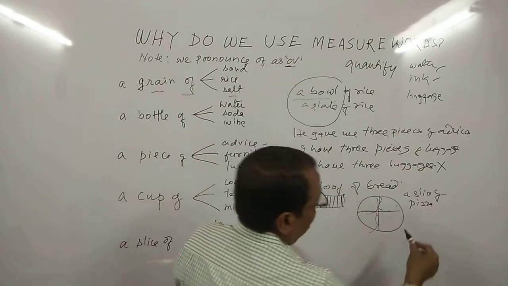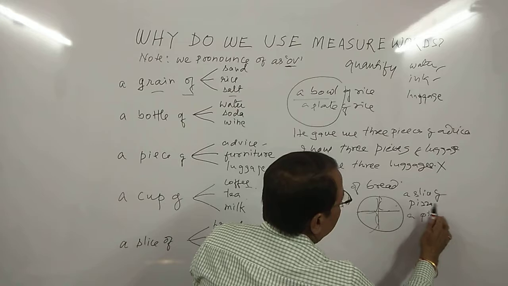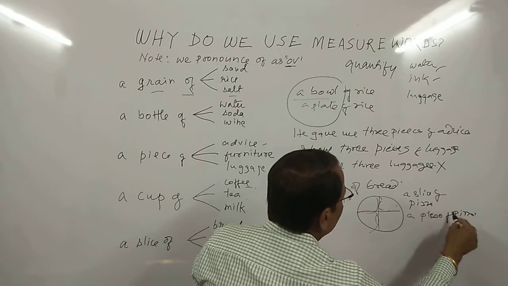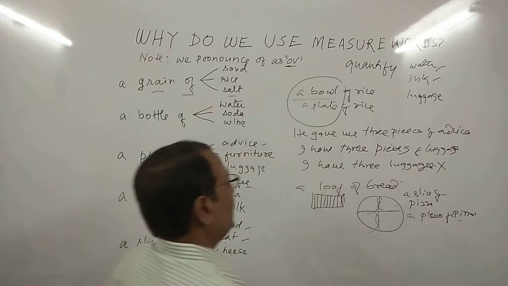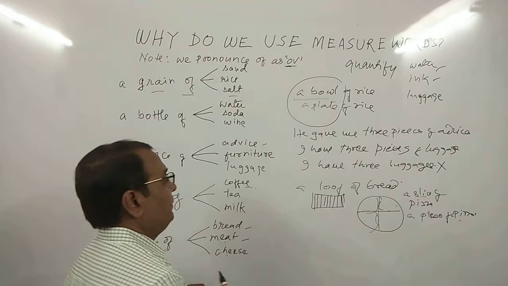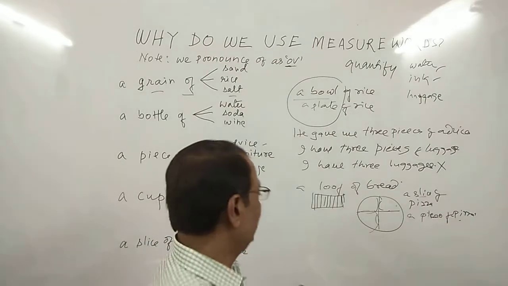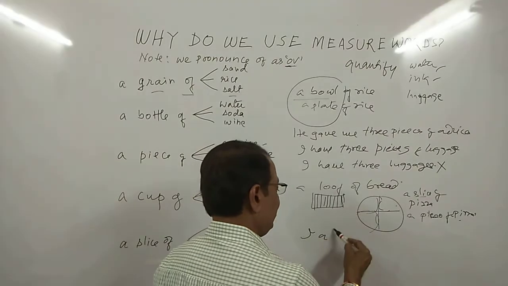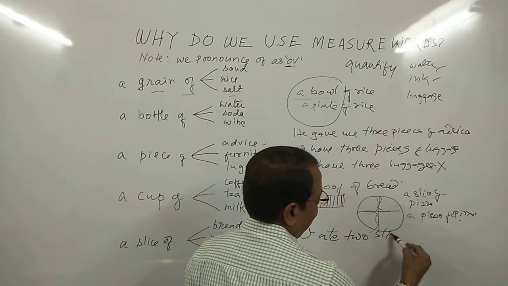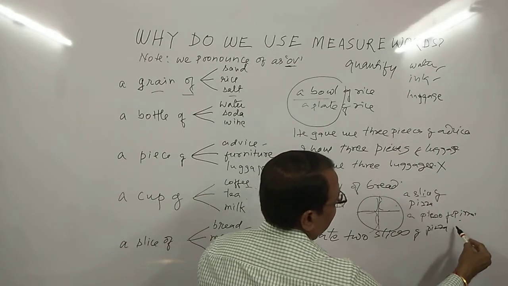Some people may say a piece of pizza, and it's not going to be incorrect, it's going to be correct again. But normally in India we use the word slice, a slice of pizza, right? I ate 2 slices of pizza yesterday.